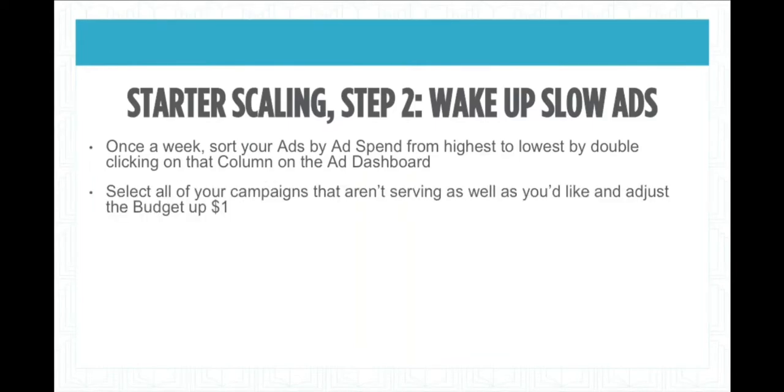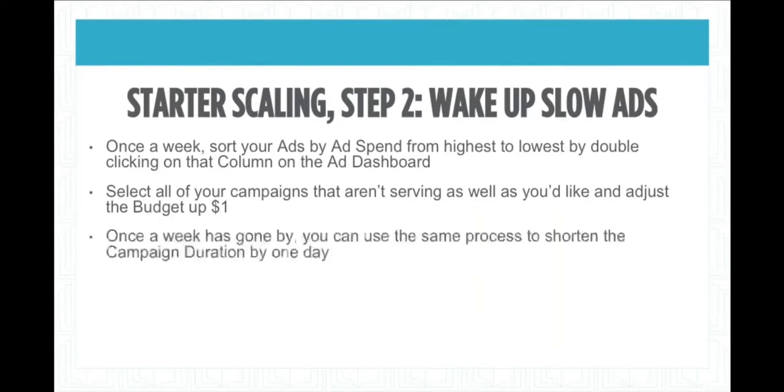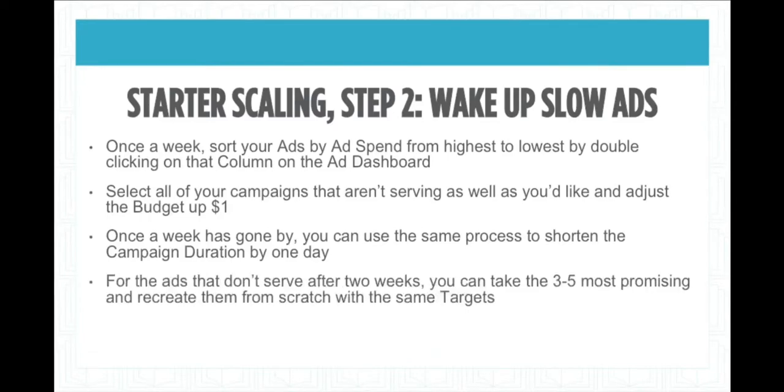You're going to select all of the campaigns that aren't serving as well as you'd like and adjust the budget up $1. That's it. It can take literally 1 minute per week to test this. 1 minute per week. You go in there, you try to wake these up, and then you go out and you try something else a week later. If a week has gone by, you can then use the same process to shorten the campaign duration by 1 day, just to see what happens.